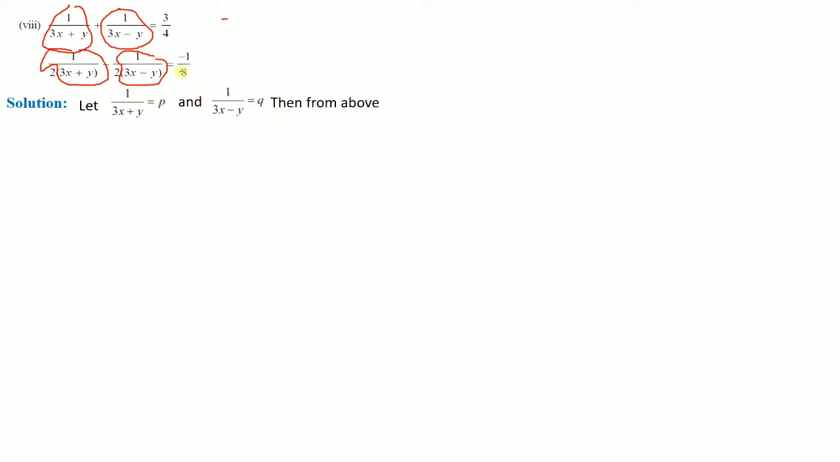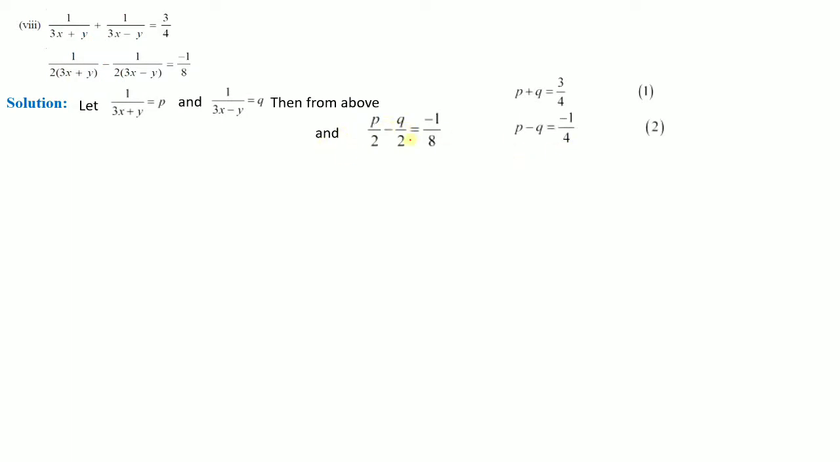So from above, p plus q is equal to 3 by 4, and p by 2 minus q by 2 is equal to minus 1 by 8. So the next step is p minus q, 2 taken common here, and then 2 fours are 8. So this 2 cancelled with this 4, so minus 1 by 4.